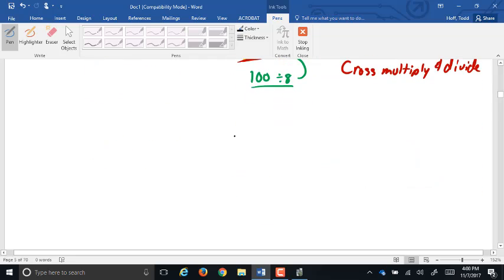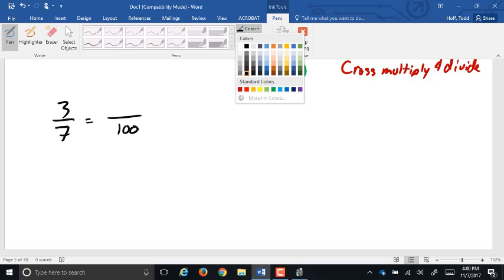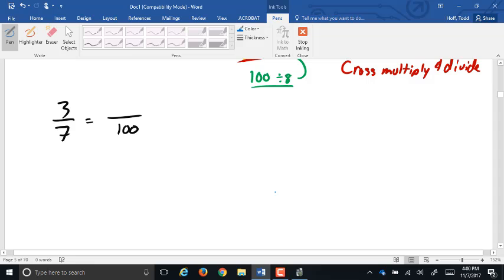So if I have 3/7, and I want to turn that into a percent, it's 3/7 equals blank out of 100. 3 times 100 is 300. Divided by 7 is going to be 42.8571429 approximately, right?